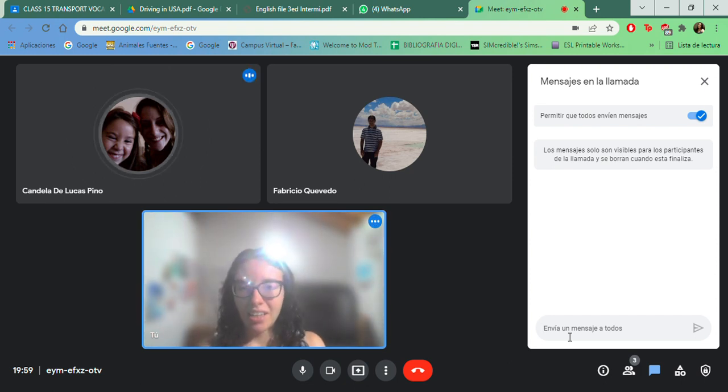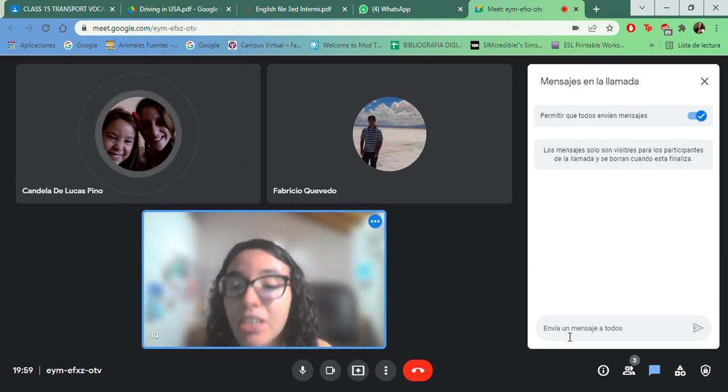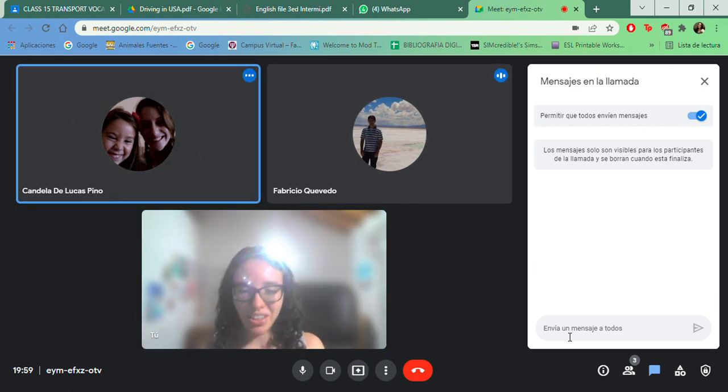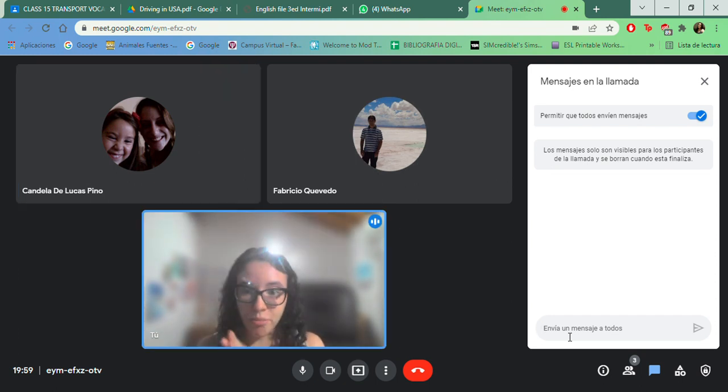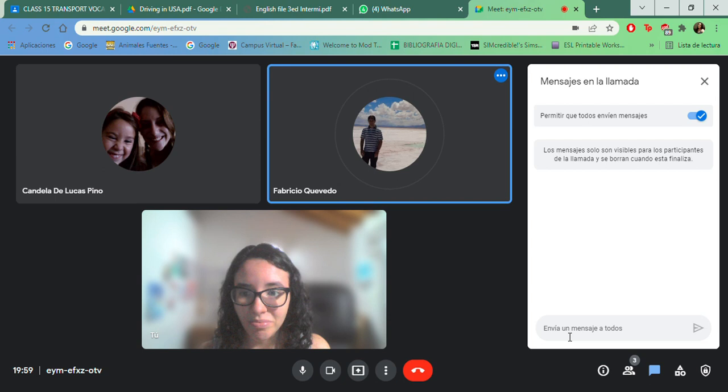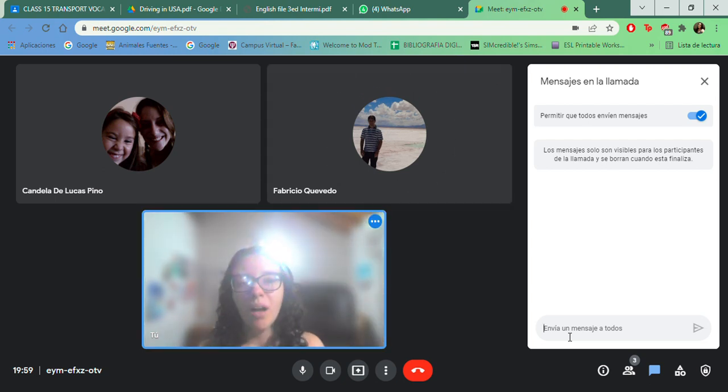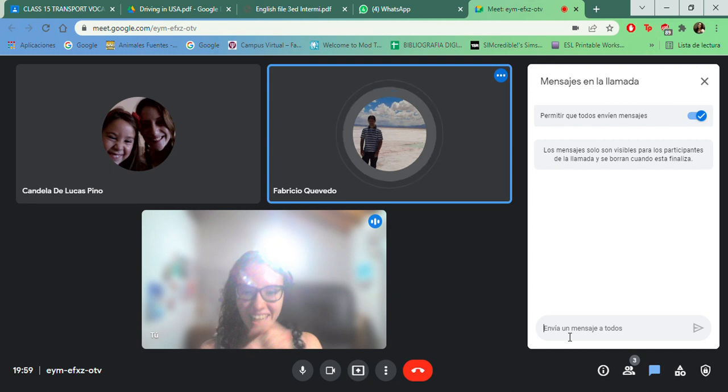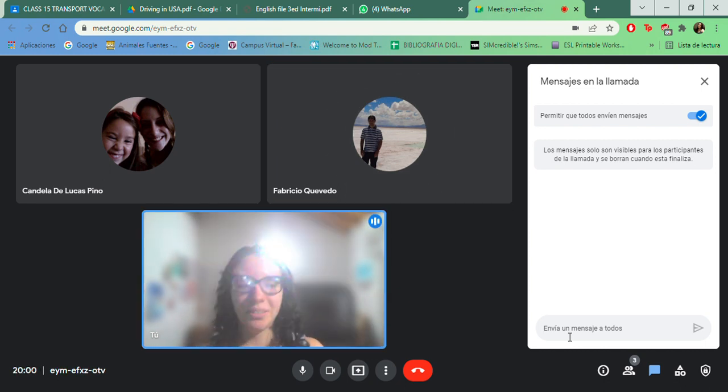Good. And you shift or change your gear. Gear shift. Gear shift. Very good. And for emergencies or something like that, that you need to stop the car, maybe you have the emergency brake. Very good, excellent. Very good, guys.